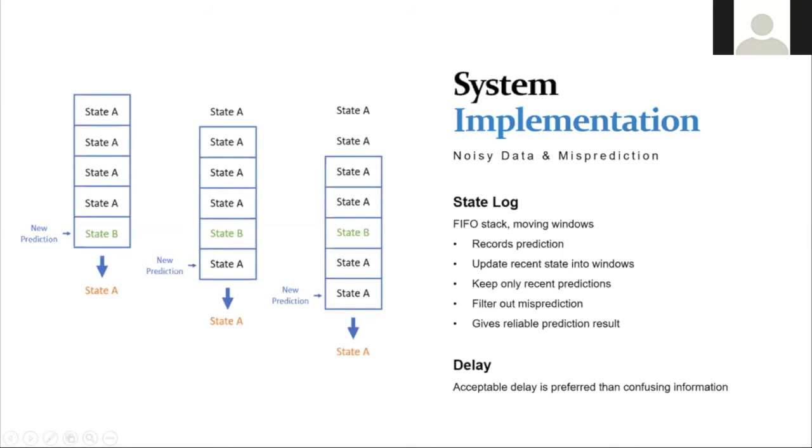However, the state log, along with the database accessing interval set, as we said before, will cause a certain degree of delay, around 10 or more seconds, as the correct new prediction needs to wait until it has more counts than the old one. Nevertheless, the delay is more acceptable and preferable to unreliable information that could confuse the user.